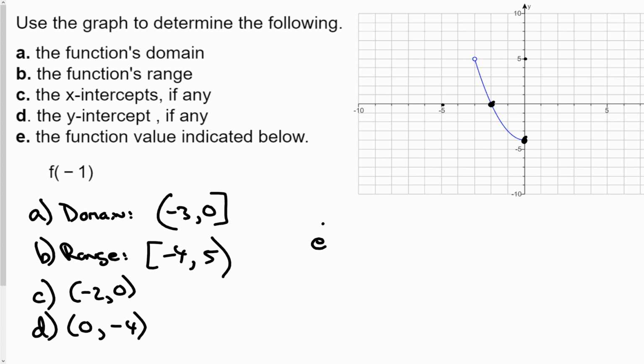And finally, E, f of negative 1. Go to negative 1 and figure out where this graph is defined at x equal to negative 1, right there. So the coordinates of that point, and the first coordinate better be negative 1, or else you're not finding the function value at negative 1. The coordinates here are negative 1, comma, negative 4. Negative 1 is my x coordinate, negative 4 is my y coordinate, and therefore my output of this function.